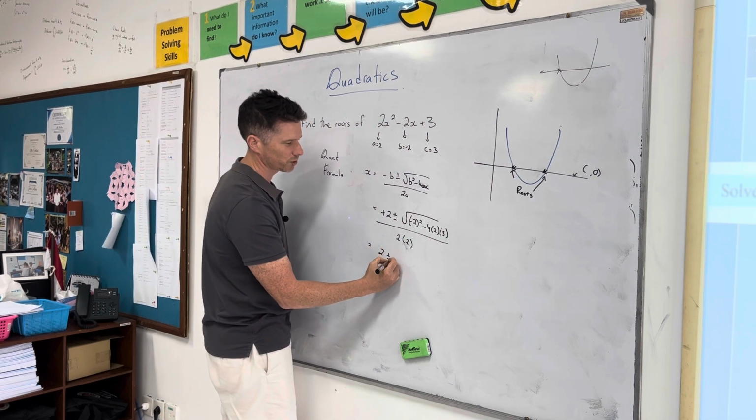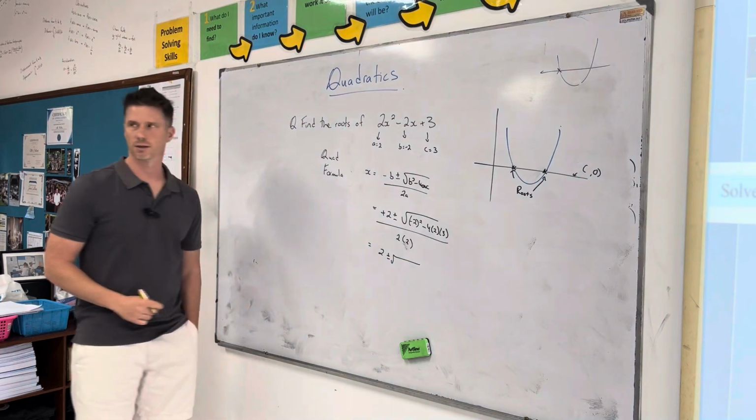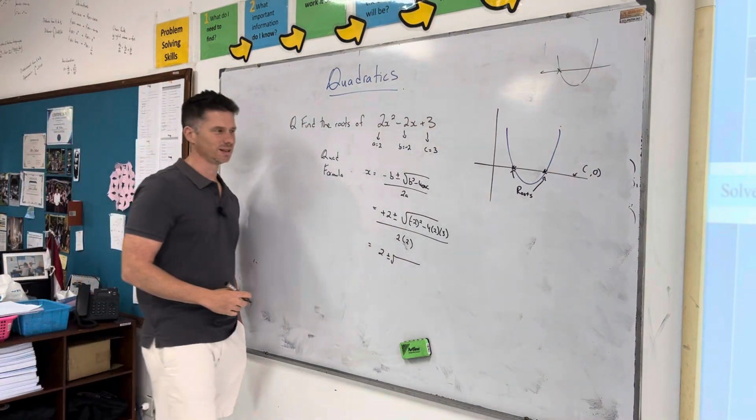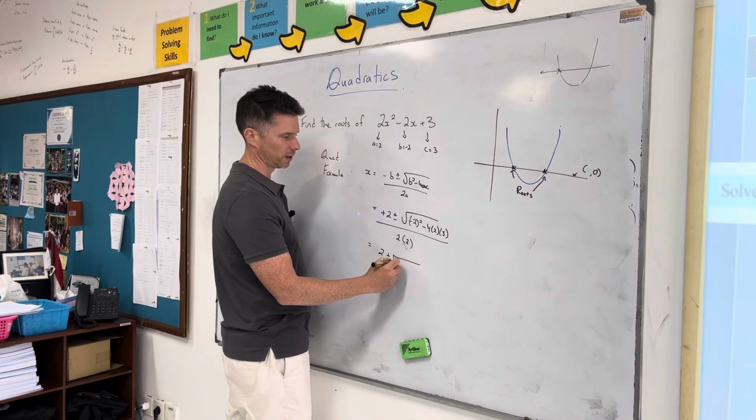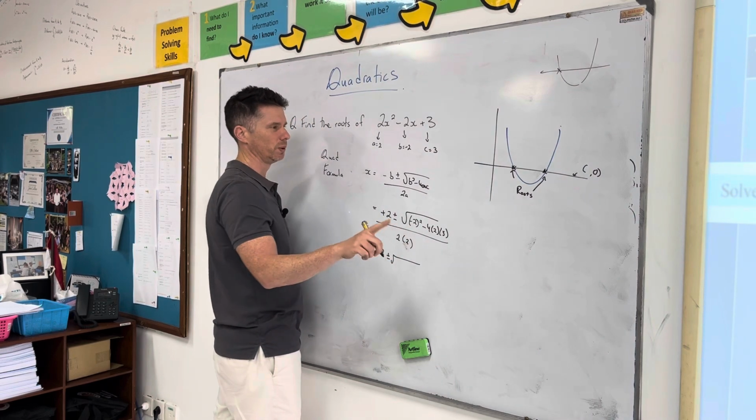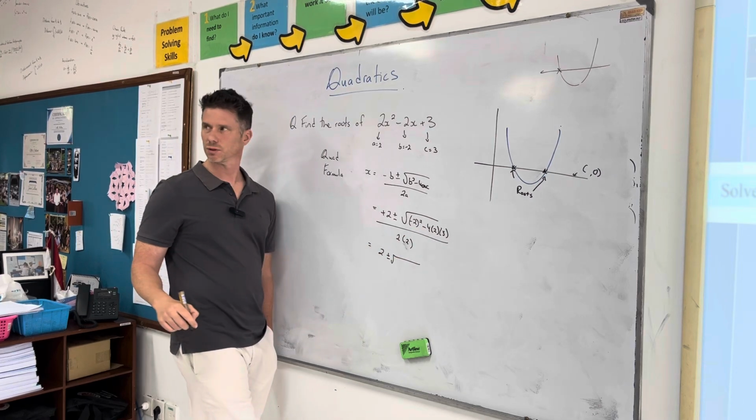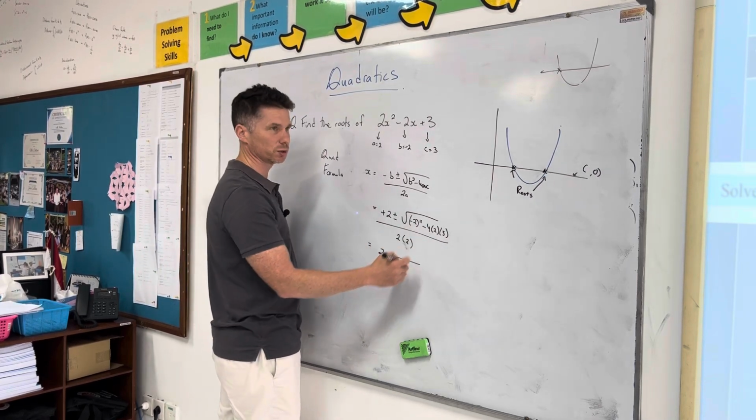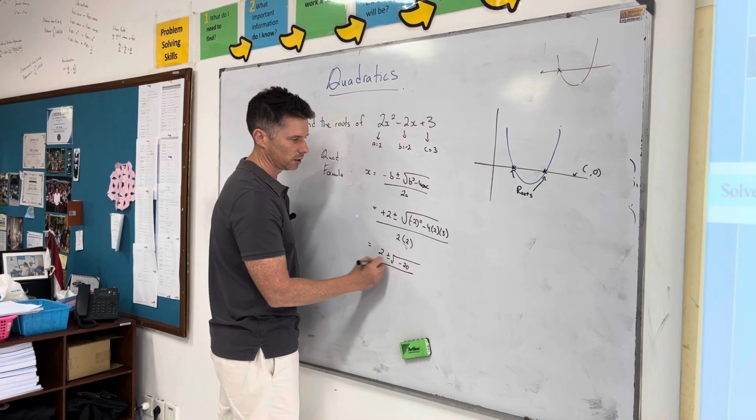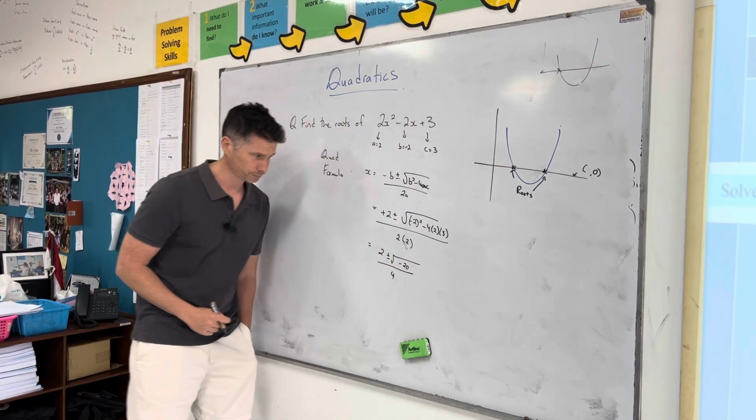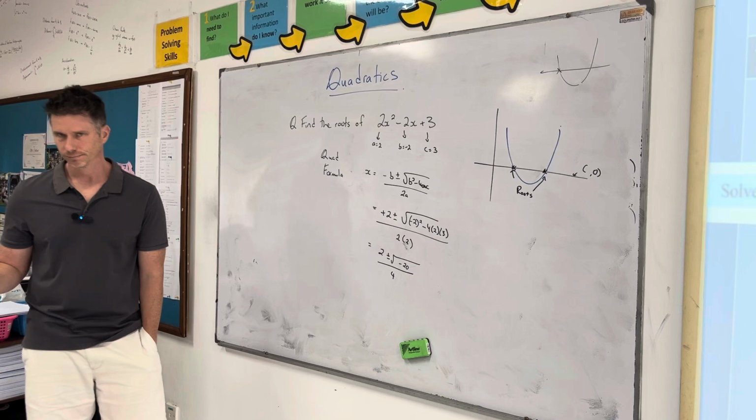I get 2 plus or minus the square root of what? No, it's negative. That's 4, take away what? -20. Okay, so it's 4 take away 24, which is -20. Yes, negative.